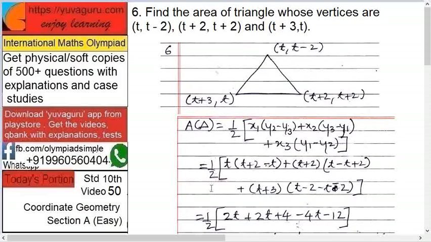So start: 1 upon 2 into (t plus 2 minus t) plus (t plus 2) into (t minus t plus 2) plus (t plus 3) into (t minus 2 minus t minus 2). Right? This you should do yourself. By practice you will get it. It's quite simple. You have to adjust the plus and minus signs over here.